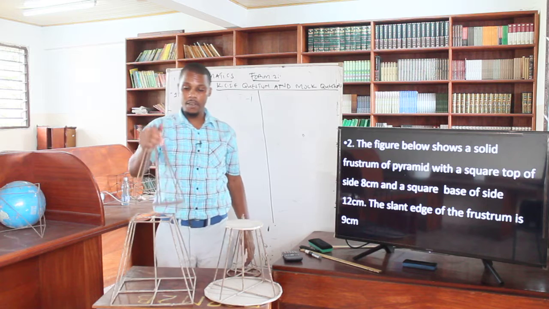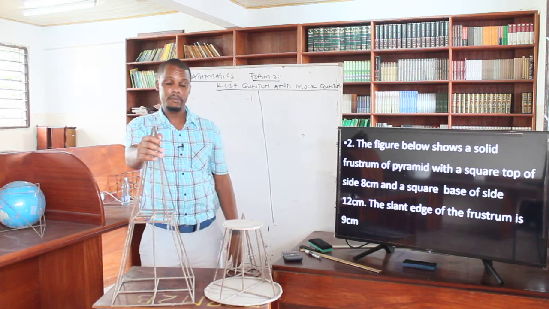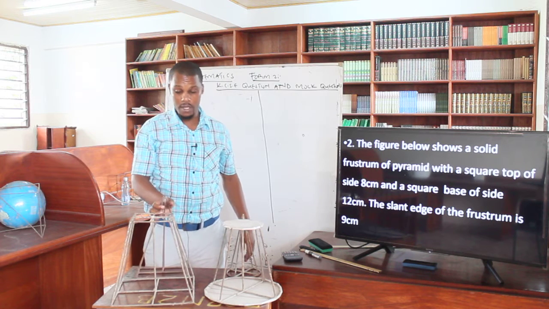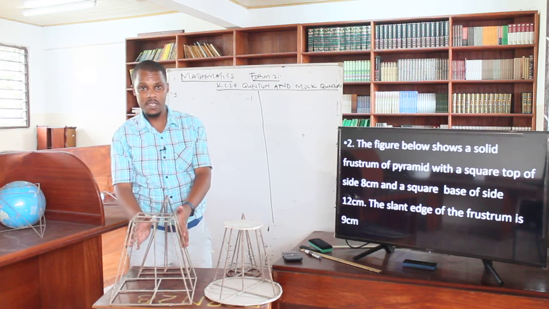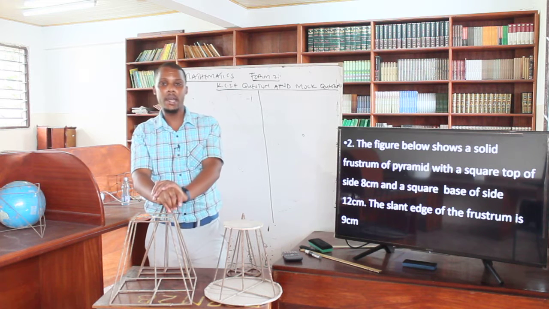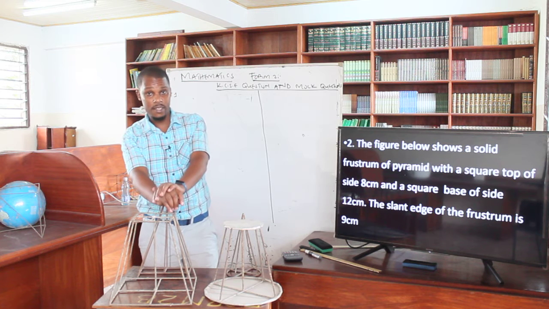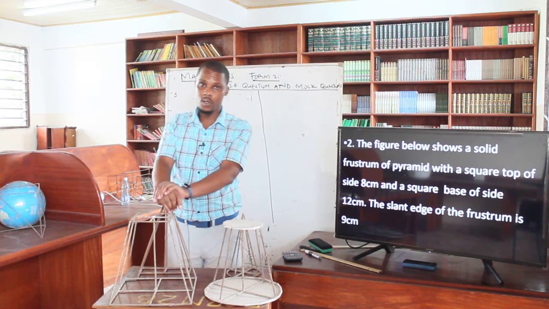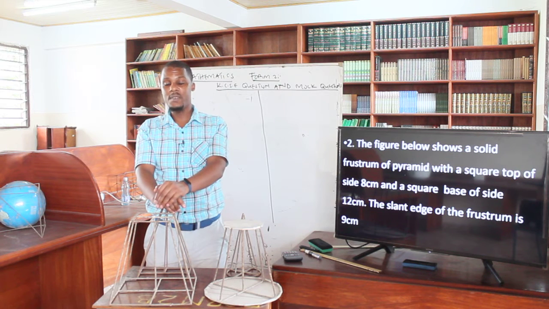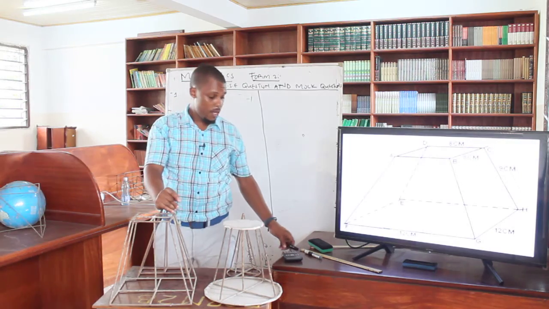Then the same again here, we are having a pyramid of that nature. When you cut this pyramid, you cut the top part and then you remove it. The part that is going to remain there is the one that we are referring to as the frustum. So in our case, we are told that the figure below shows the solid frustum of a pyramid with a square base, top of side 8 centimeter, and the square base of 12 centimeter, and the slant edge of the frustum is 9 centimeter. In my diagram, as you can see in my slide, that's what we are told here.